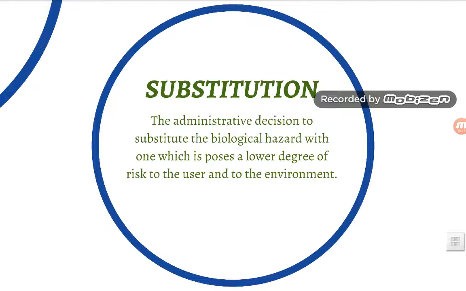The second control involves substitution, which is essentially the administrative decision to substitute a biological agent with one which poses a lower degree of risk to the user and to the environment. This may involve, for instance, the usage of a viral strain which is attenuated and less virulent as compared to the native viral strain.